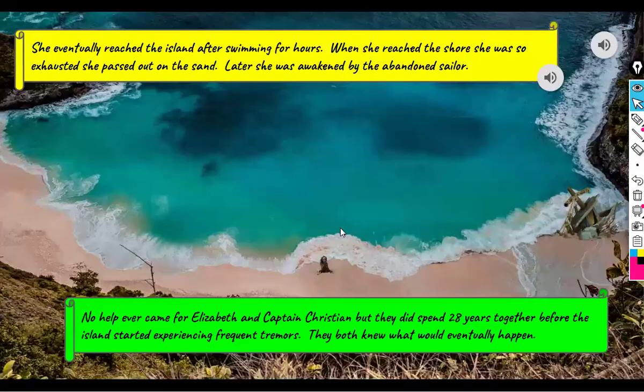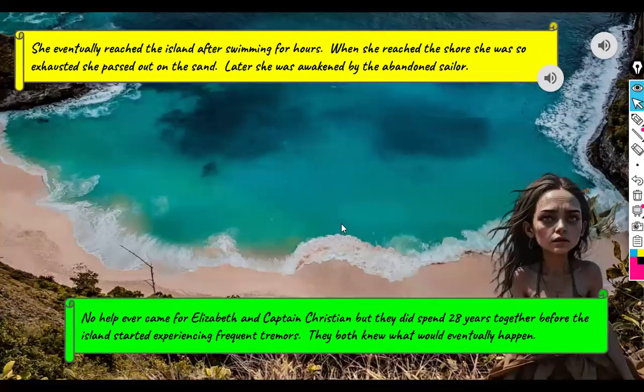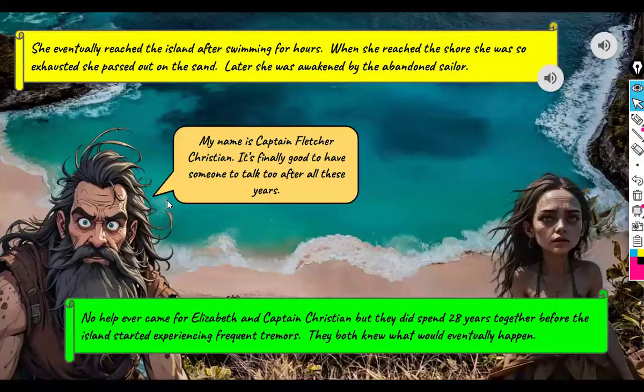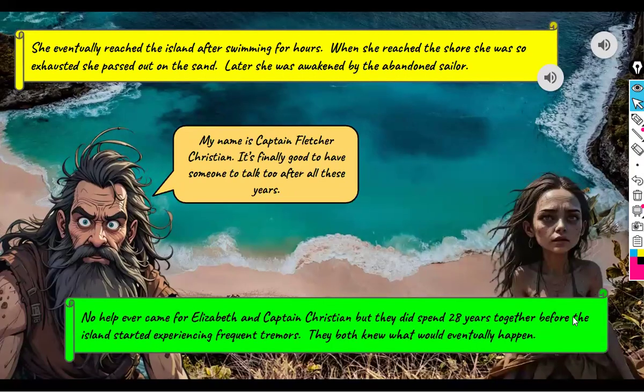All right, so it seems that she found the sailor. But unfortunately, no help ever came for Elizabeth and Captain Christian, right? Well, that's Captain Christian there. But they did spend 28 years on the island together before the island started experiencing frequent tremors. So I guess you all could predict what's going to happen very soon. We'll see what happens in a little while.